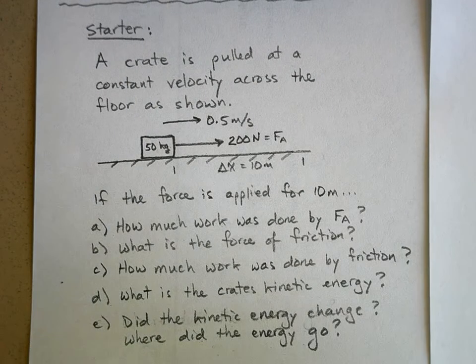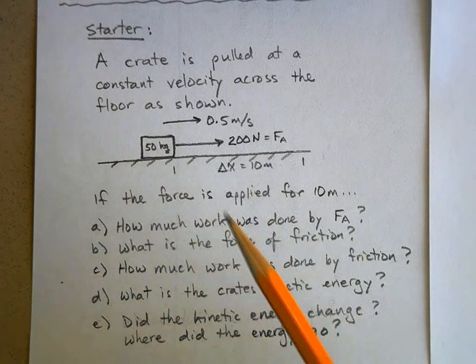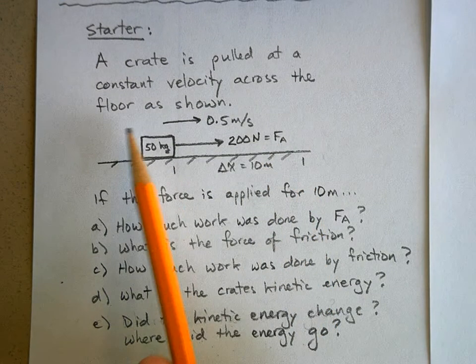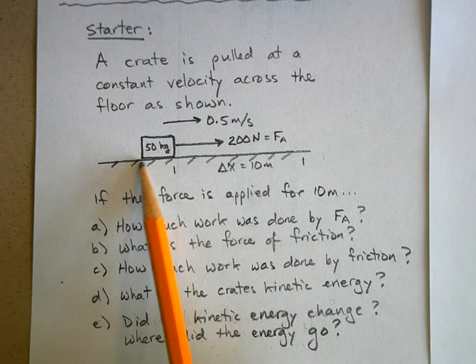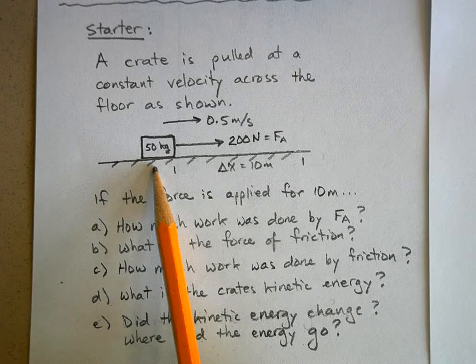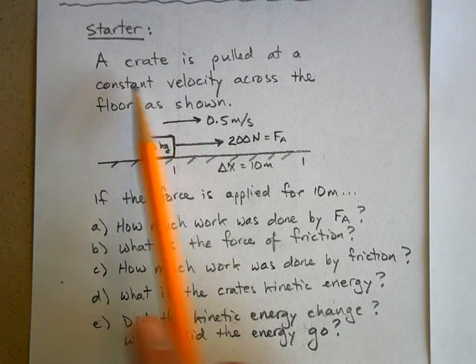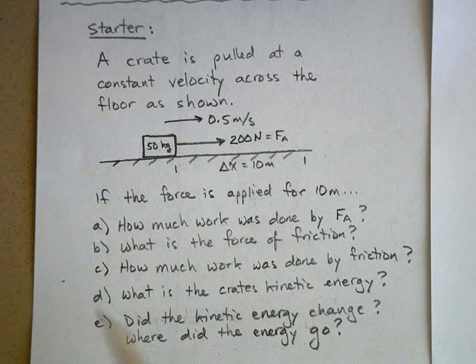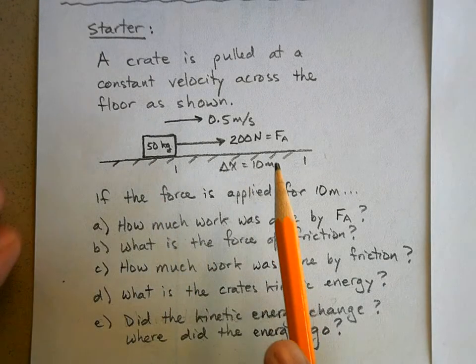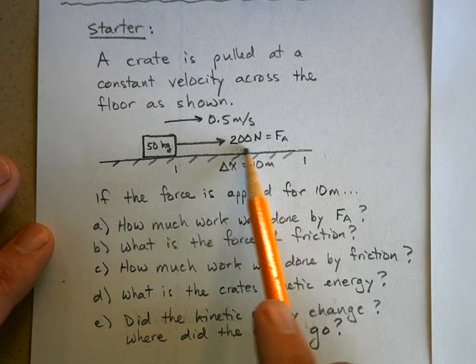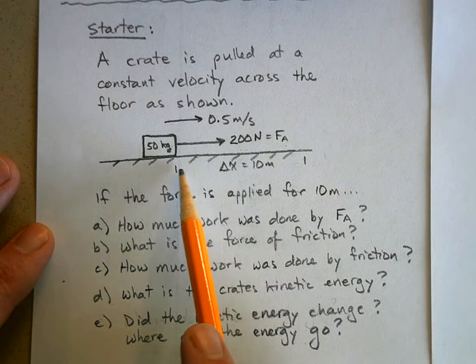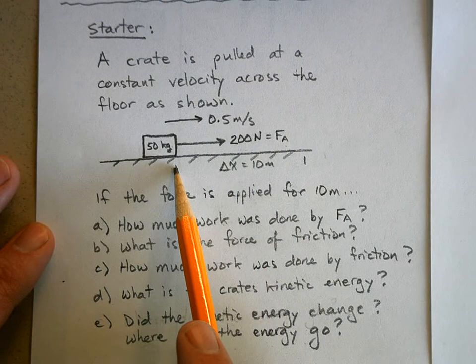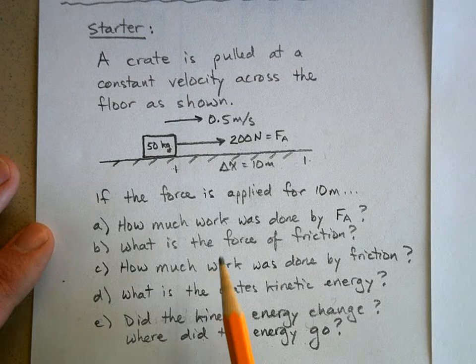Okay, the problem is a crate is pulled at a constant velocity across the floor as shown. It has a mass of 50 kilograms. It's moving with a constant velocity of 0.5 meters per second. Whenever you see constant velocity, that's worth underlining. The applied force is 200 newtons to the right, and we move the crate from here to here, 10 meters.